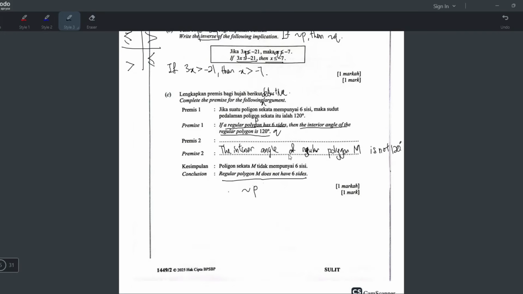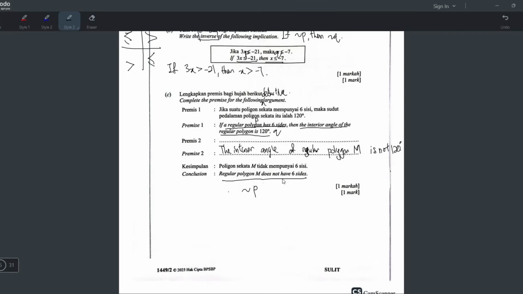Okay. So this one is clearly form number 3, because there's only 3 valid forms of deductive argument. Form number 1, form number 2, form number 3. Form number 3 is like this: if P then Q, and then here will be Q is not true, and then conclusion is P is not true.